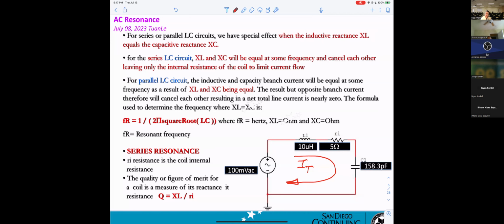So now you understand, at the resonant frequency, XC and XL are equal, they cancel out. That will give you the maximum current of the circuitry. Okay. Series resonant. Here, RI is the resistance of the coil. Another thing you also need to know: the quality, or figure of merit, for a coil is a measure of its reactance. Okay, Q equals XL over RI. That's just telling you how good the inductor is.